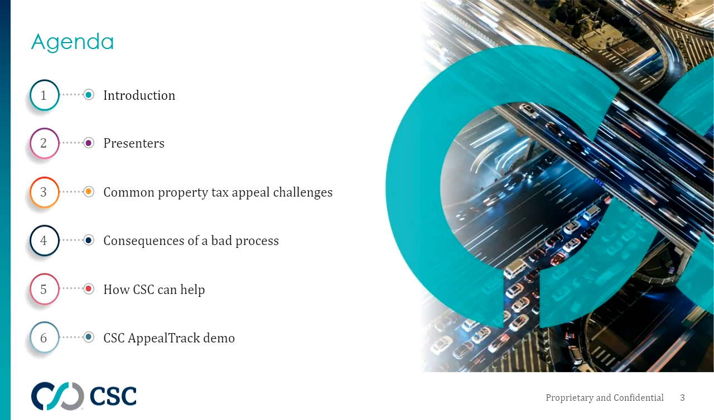Today's presentation is geared toward law firms and corporations who manage property tax appeals. Specifically, we will look at some common problems that arise during the property tax appeal process. We will also discuss the consequences of having a poor appeal process, and we will address how CSC can help improve your management of property tax appeals through automation using software. Toward the end of the presentation, we will take a tour of CSC's Appeal Track software. And at the very end, there will be an opportunity for you to ask questions during the Q&A portion of the presentation.